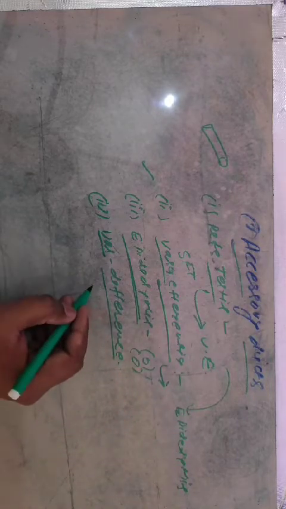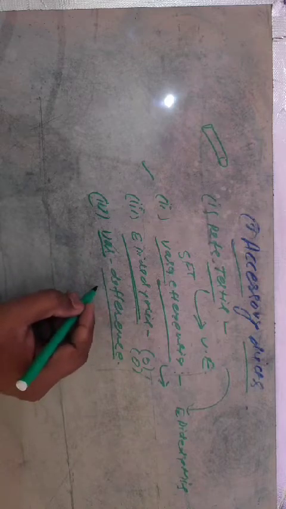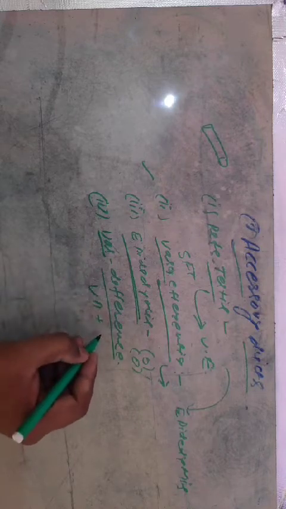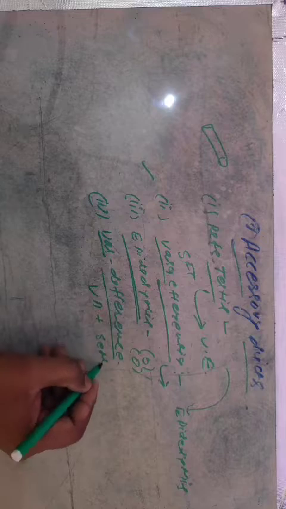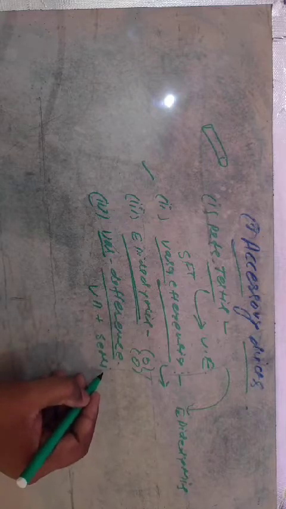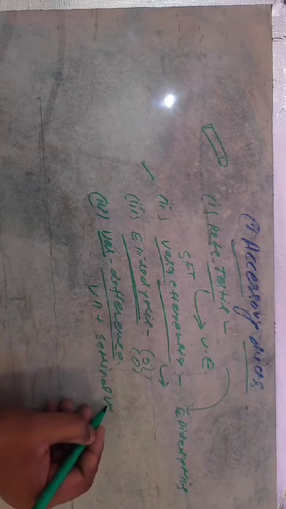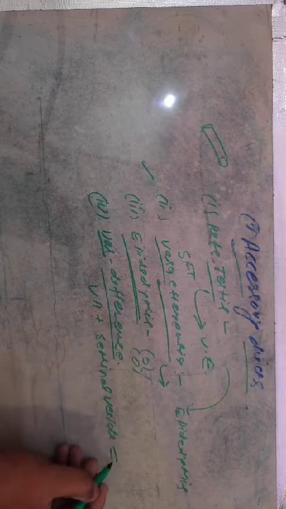The basic key point regarding the vas deferens is that the vas deferens plus the seminal vesicle, a well-known gland, collectively form the ejaculatory duct.